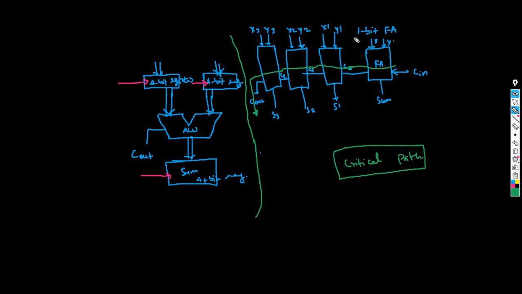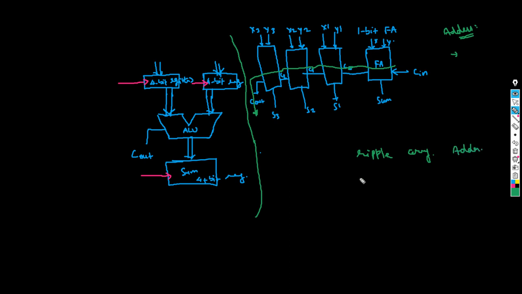Okay, now there are different types of adders. Can anyone tell me what kind of adder this is? Ripple carry adder. Yeah, exactly. So this is a ripple carry adder. Now, what are the other adders that you know? One is the carry look ahead adder, and then there is something called the carry save adder.